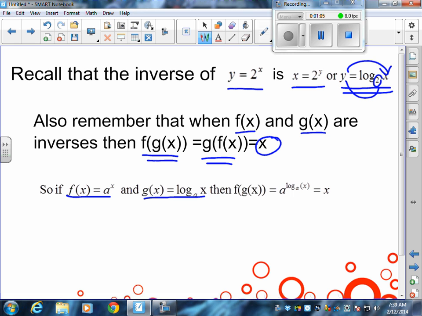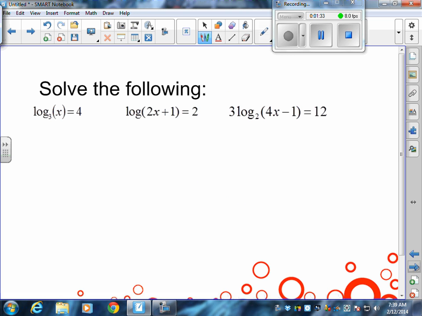Those are our inverses. 2 to the x and log base 2 of x, a to the x and log base a of x are inverses. Then if I do f of g of x, remember that's put g into f. So g into f will give me a to the log base a of x. That simplifies to x. So another way to think about that is like what we talked about with solving exponential equations. A to the and log base a cancel each other out, and you're left with just the x.